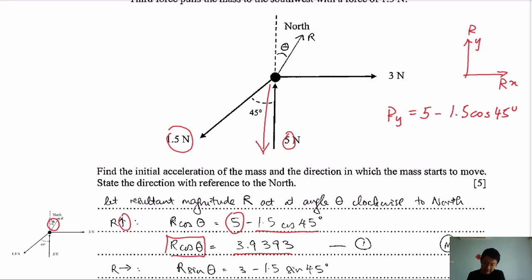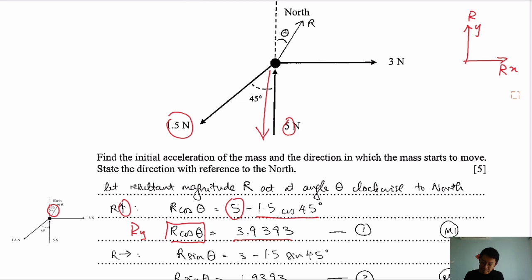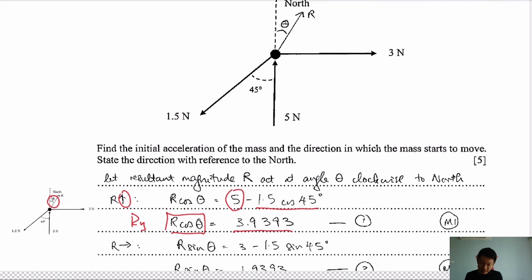So our R cos theta is basically our resultant force in the vertical direction. Okay, the vertical component of the resultant force. Similarly, for the horizontal component of this resultant force, we have R sine theta. So R sine theta is our horizontal component. So just look at all the horizontal forces that we actually have in this case.